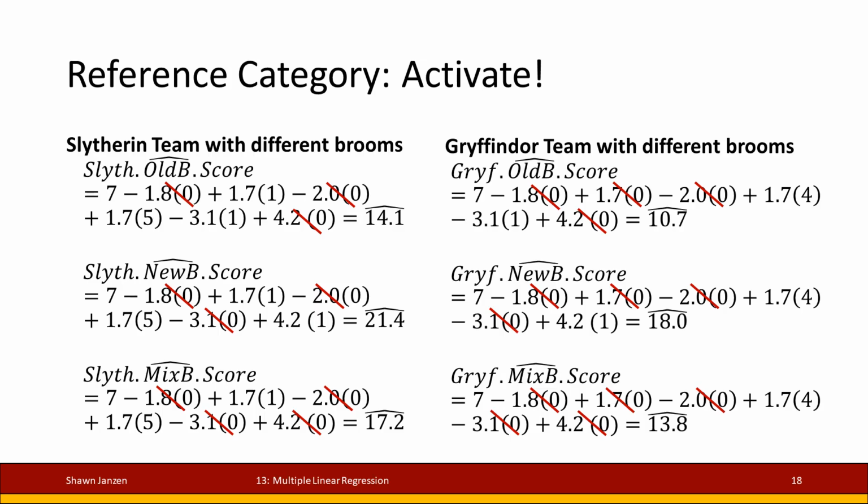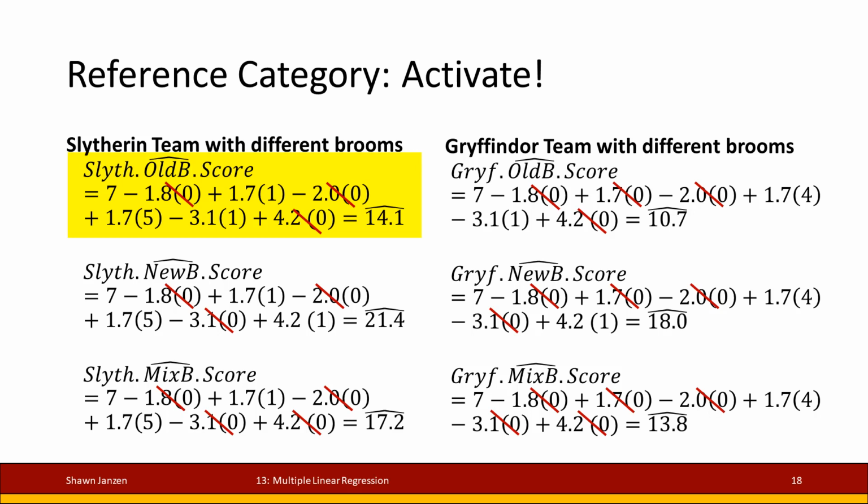All right, and here we have the 6 predicted values. I have them split into 2 sides with the Slytherins on the left, Gryffindors on the right. Old brooms are calculated up on the top, new brooms are in the middle, and the mixed brooms are at the bottom. So what we're going to do here in this case is we're going to look at the first upper top left and see how the Slytherins with old brooms would predict.